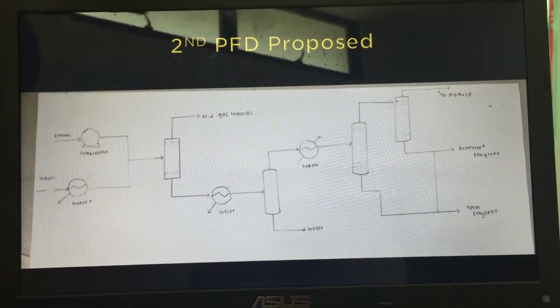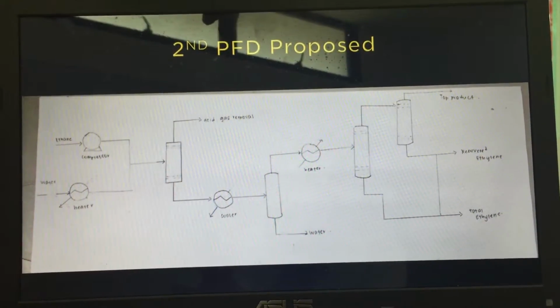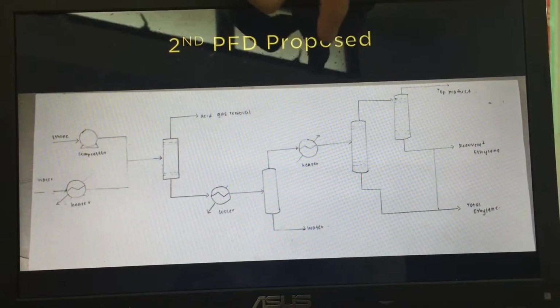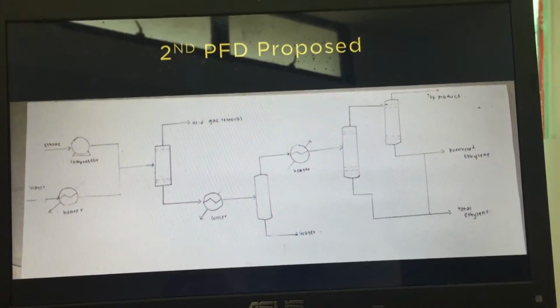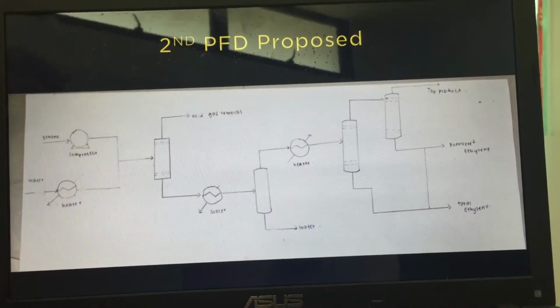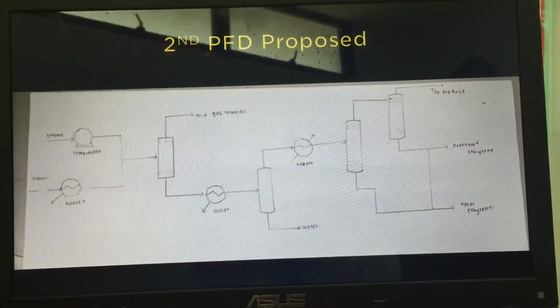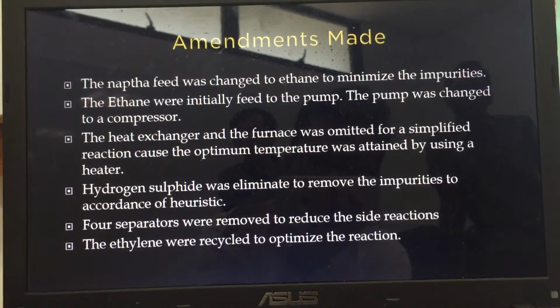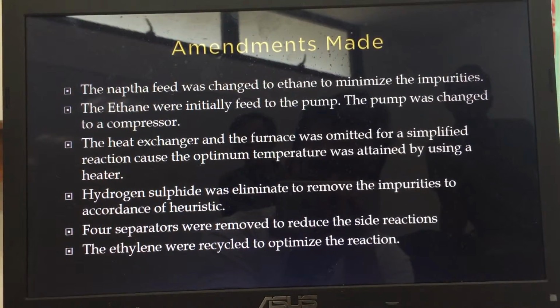Then we separate it with the first separator, where the top product is more in hydrogen, but the bottom product is the ethylene liquid. So we get the final product here, which will be talked about more later. So the amendments made are what I have said accordingly.